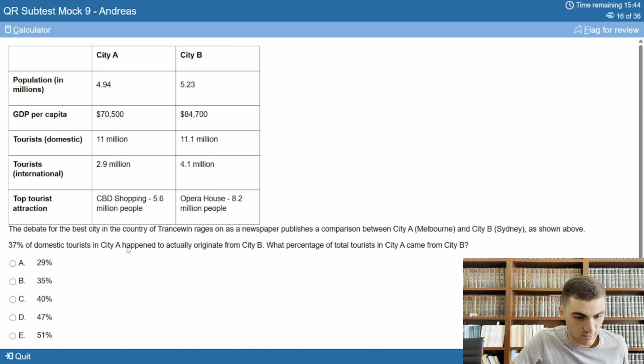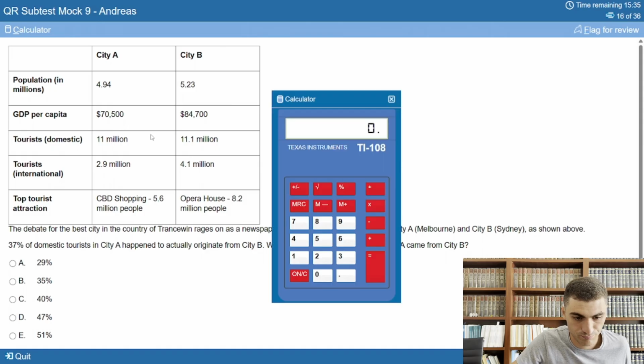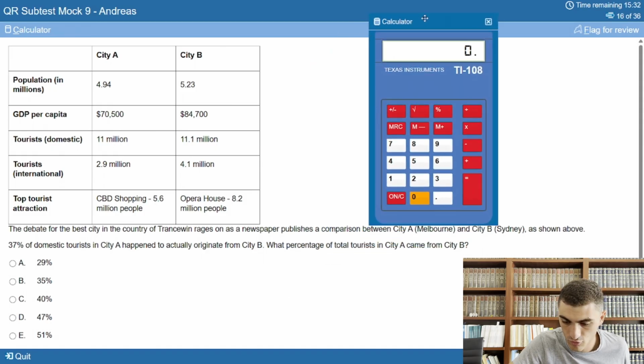37% of domestic tourists in CTA happen to actually originate from CBD. So that's 0.37 times 11. So it's that number. What percentage of total tourists in CTA came from CBD? So it's that divided by 13.9. Yeah, 13.9. So it's 29%. So it's A.